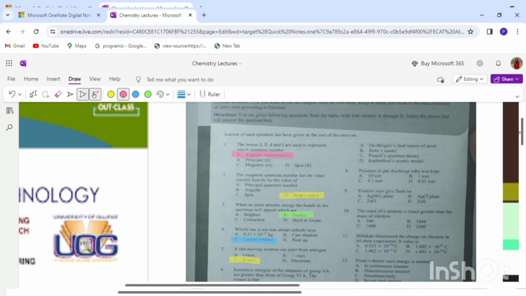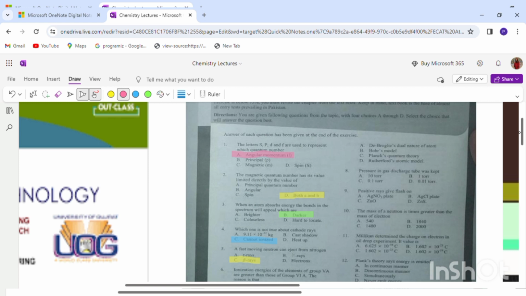De Broglie's dual nature of the atom, Bohr's model, Planck's quantum theory, Rutherford. We have discussed each model in great detail. The de Broglie hypothesis just says that if light has a dual nature, then the electron must have a dual nature as well. It can behave as a wave as well, if it is a particle.